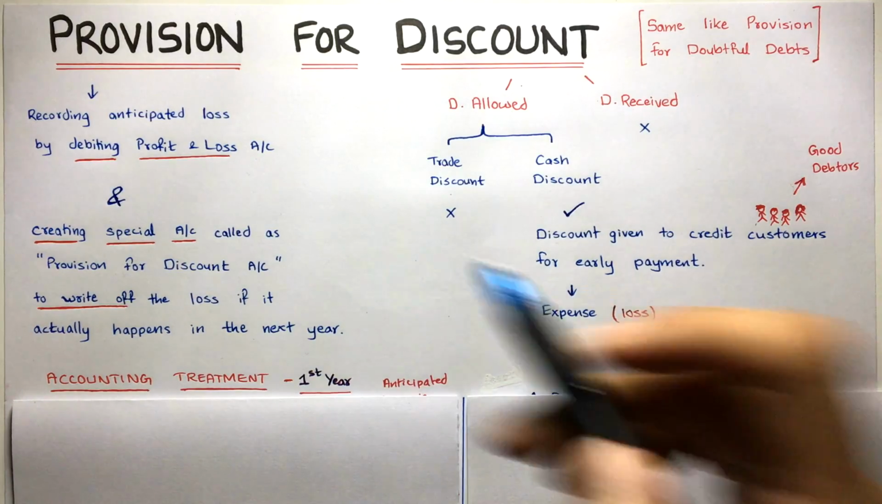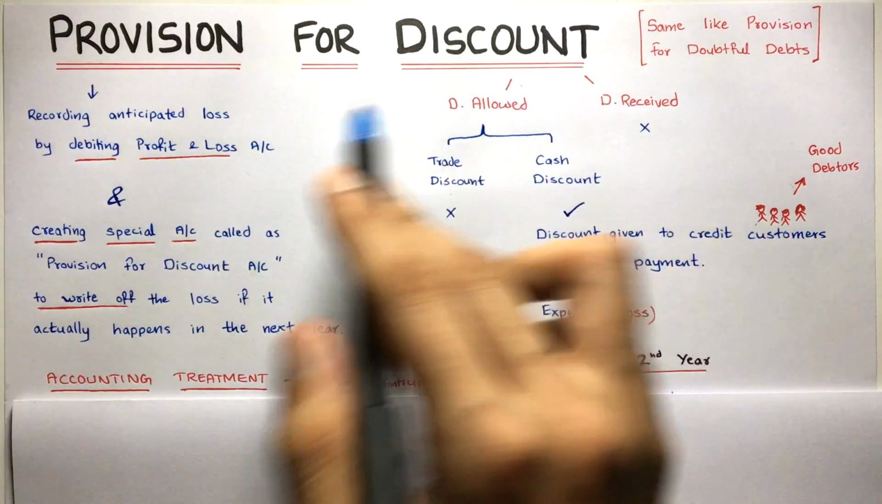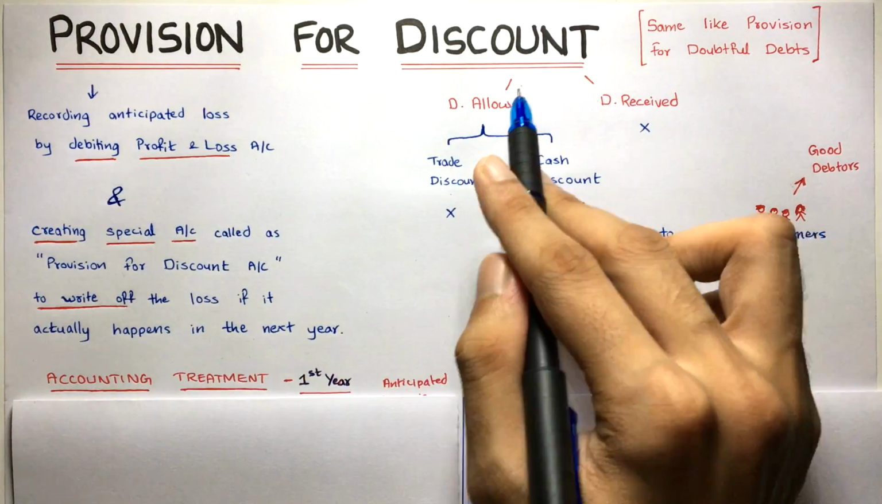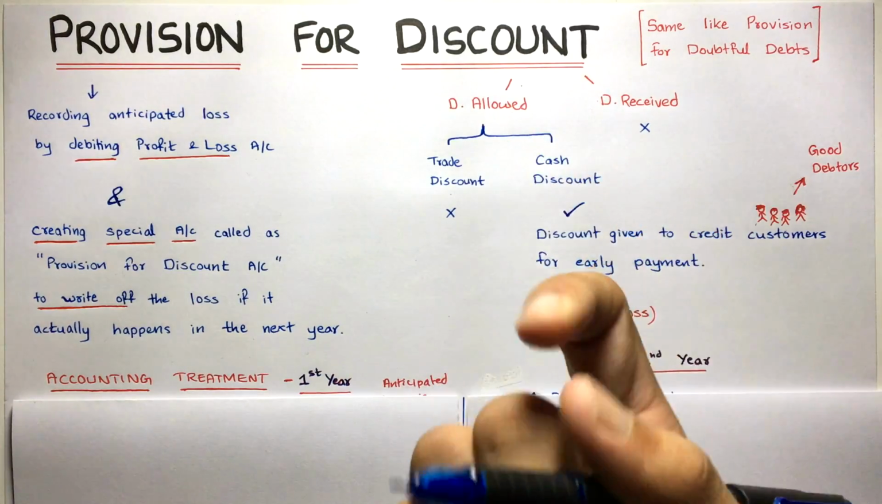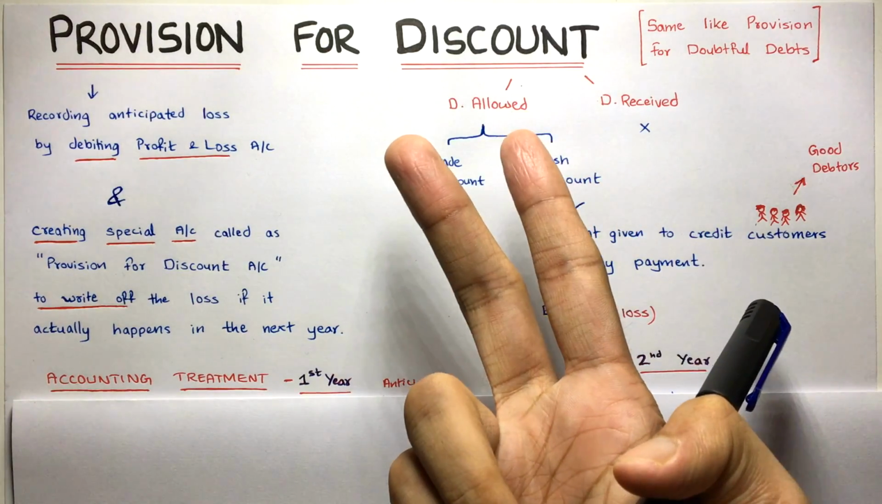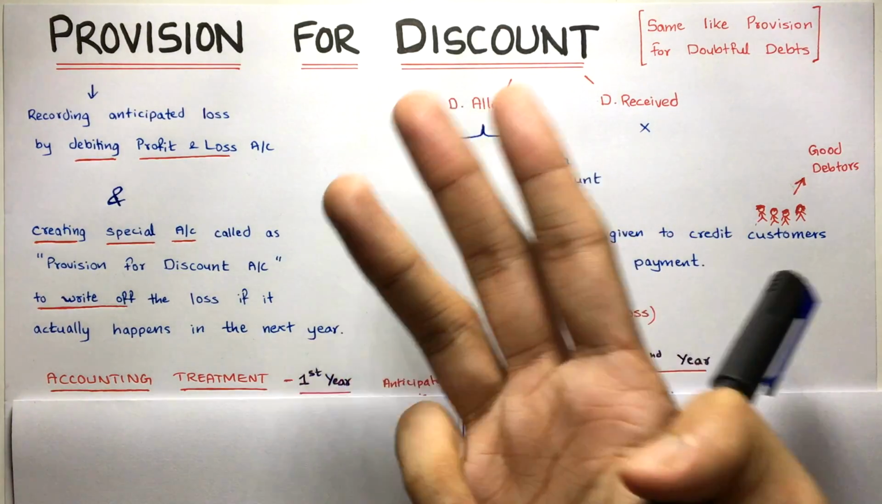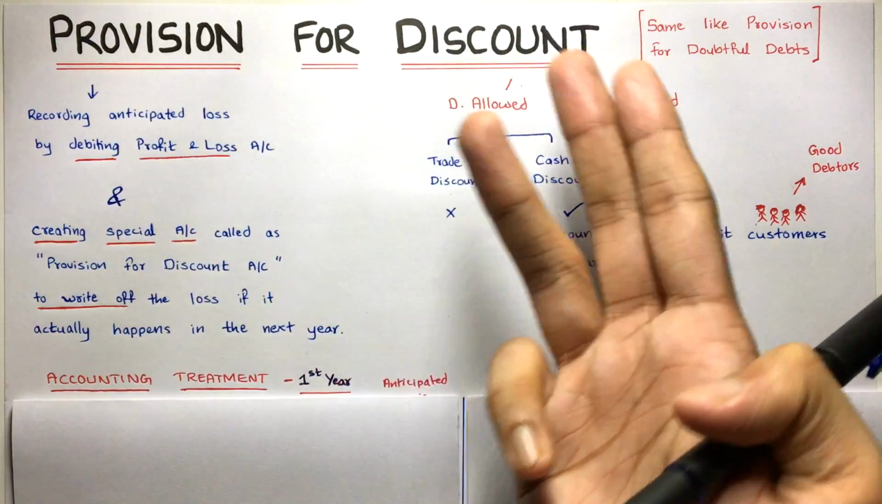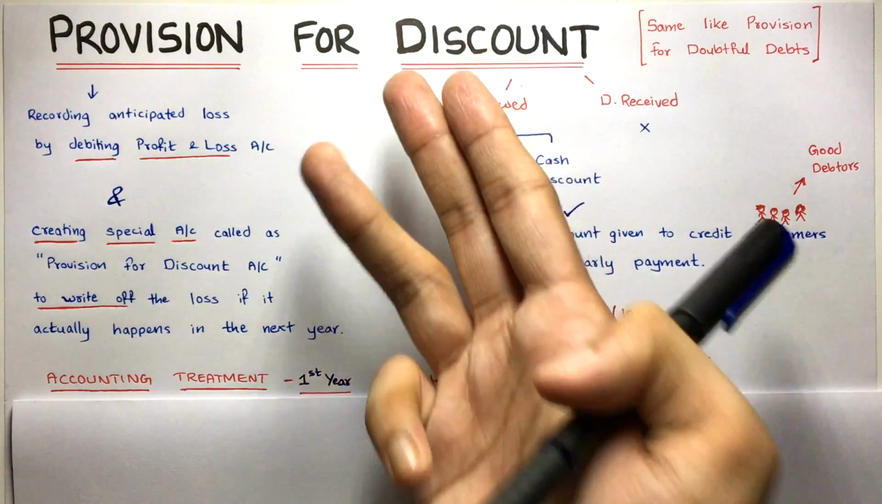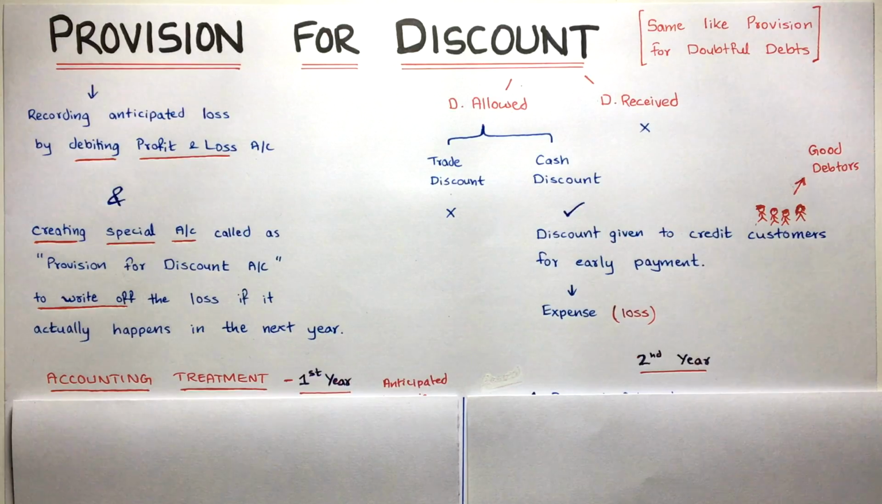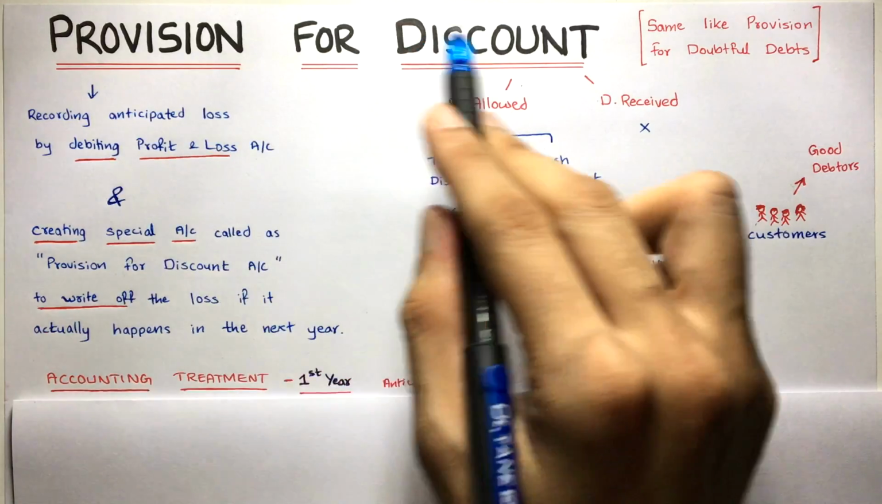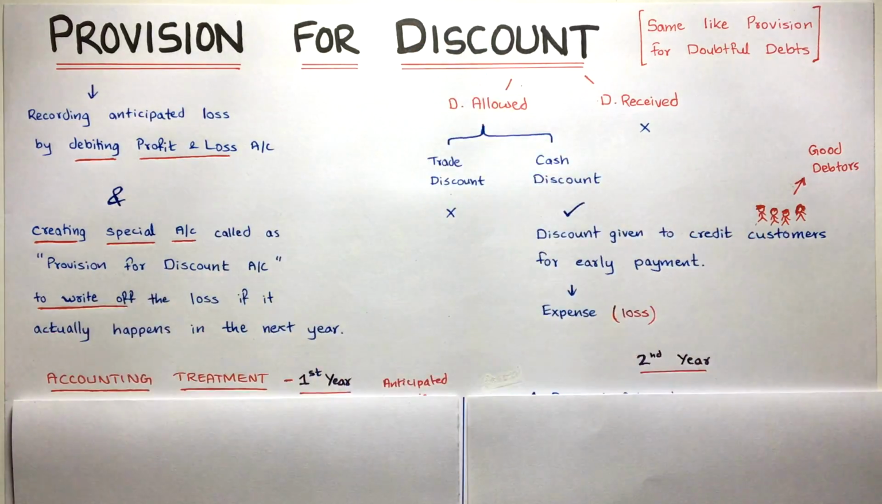Today we are going to discuss this final account adjustment which is called provision for discount on debtors. We are going to understand the concept, the accounting treatment of it, and also we are going to take some problems with this adjustment and see how you have to tackle and solve this adjustment, so that you can have the complete clarity.